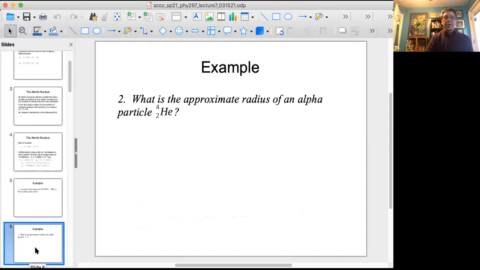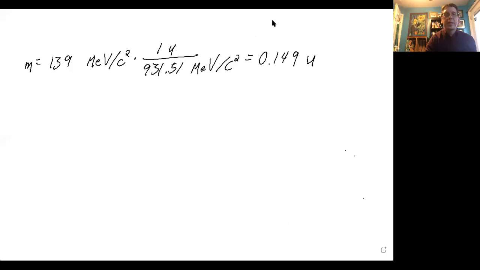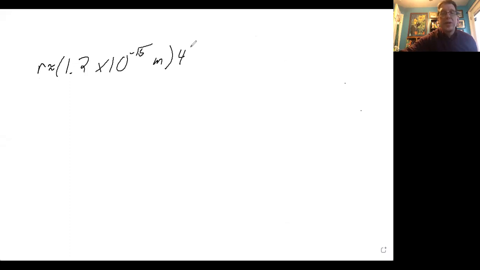So let's go to another example. What is the approximate radius of an alpha particle, helium-4? So 2 protons, 2 neutrons. So going back to the approximate equation for the size of the nucleus, R is equal to 1.2 times 10 to the negative 15 meters times 4 to the 1/3 power.